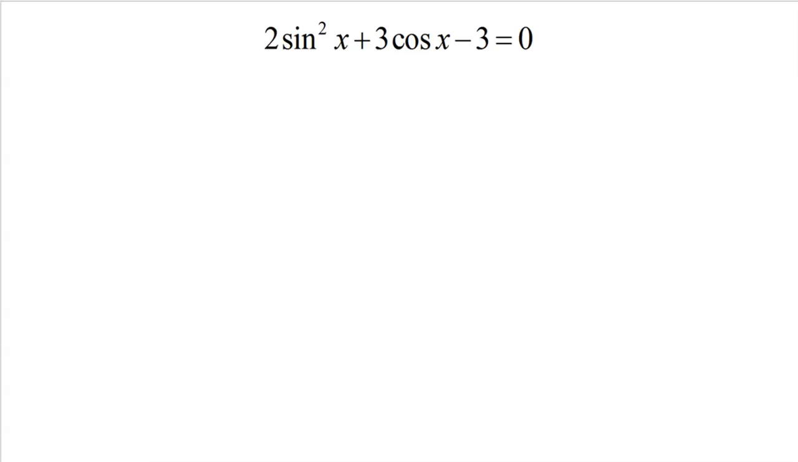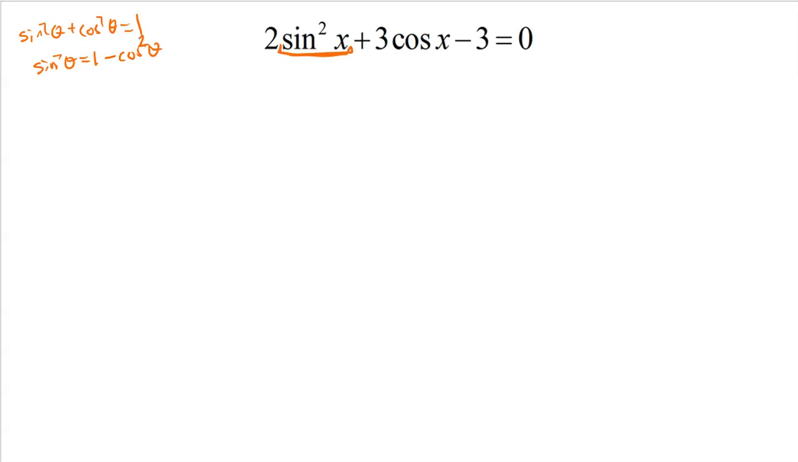So I'm thinking, how could I change one of these, change either the sine squared or change the cosine, so that way I can replace it? Well, that's where the identities come in. And of course, when you see a sine squared, I'm thinking sine squared plus cosine squared equals 1. So here's what I'm going to do. If I subtract the cosine squared over, I get sine squared equals 1 minus cosine squared. So I could replace the sine squared with 1 minus cosine squared.